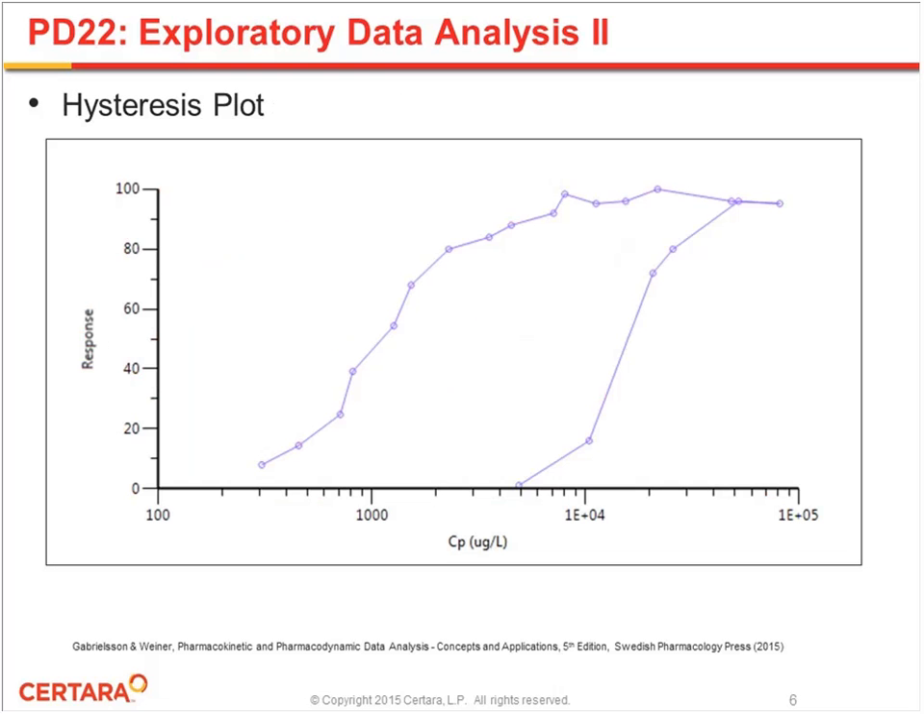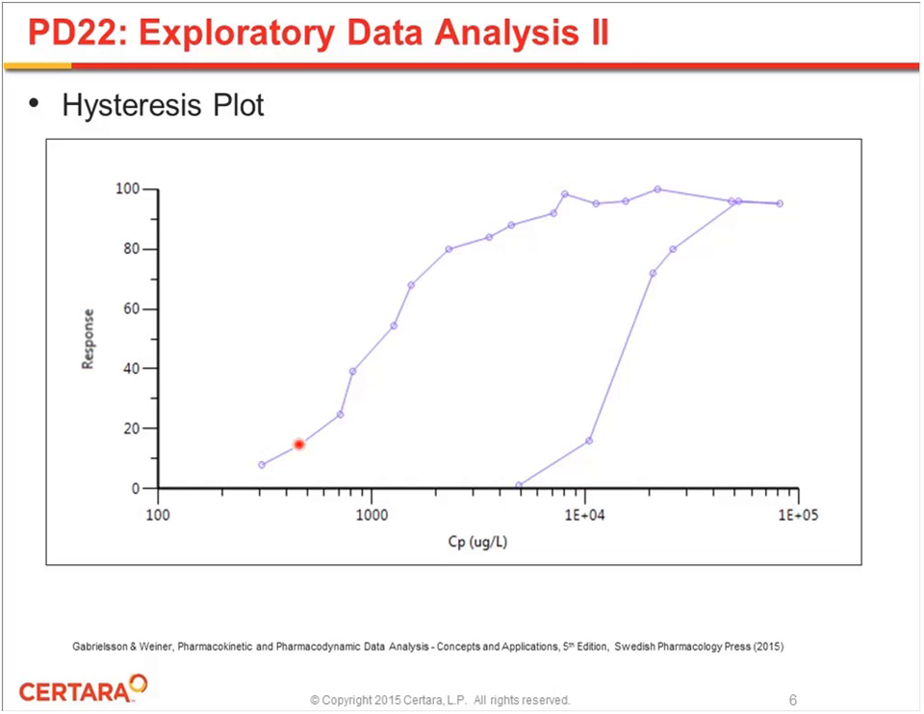For PK/PD data, we also want to look at the response versus the concentration, and here you see the concentration again on a log scale. And this shows the typical hysteresis loop. It starts here and swings up until it reaches a maximum, and then it falls down again as a downswing arm.